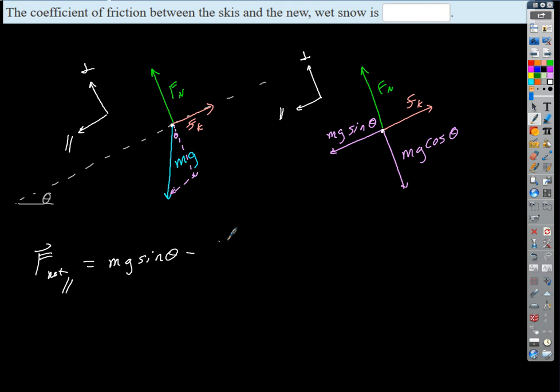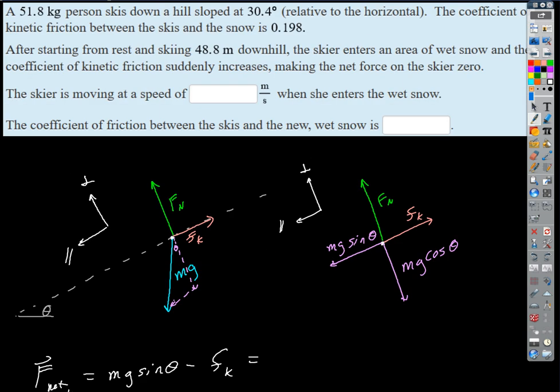So minus F sub k equals what? Whatever it is, right? We don't know what the acceleration is, but presumably that's what we're trying to find, right? Because think about what we're trying to get here. We know that the skier's going to slide down, accelerate down this hill.